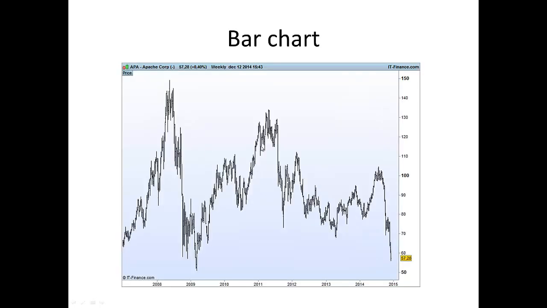Same thing with the bar chart. Each bar can be a day, it can be 5 minutes, it can be a year, 10 years, whatever. But the left horizontal line is the opening of the session, even if it's 5 or 10 minutes or a day. So this is the open, this is the close. This is the high, the top of the vertical line, and the low of the day, or the session I should say, is the bottom of the vertical line, sorry.